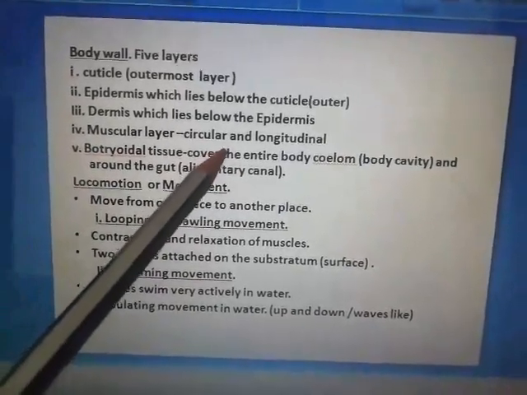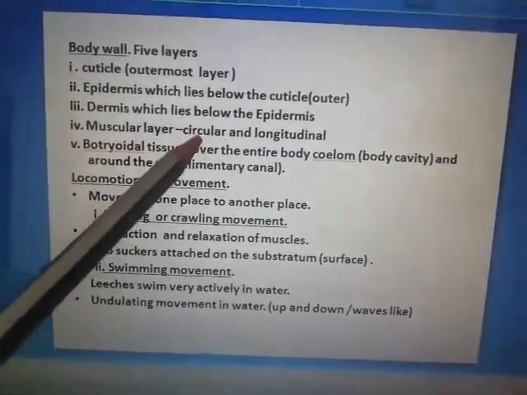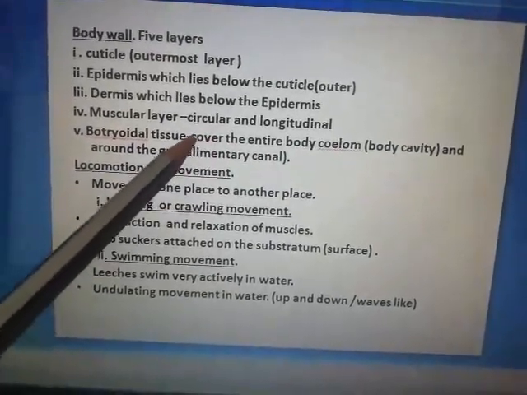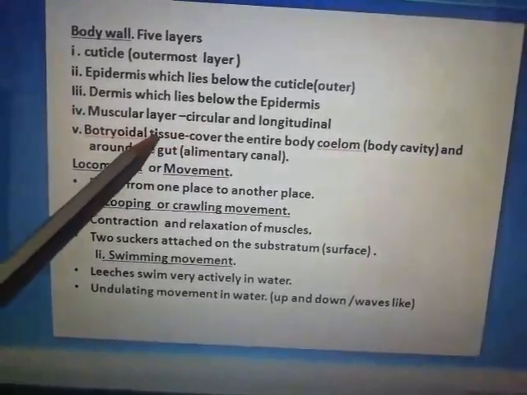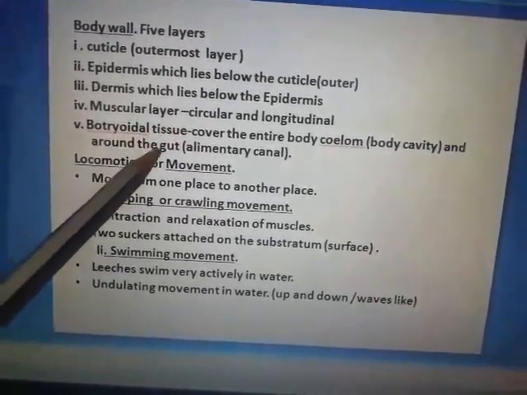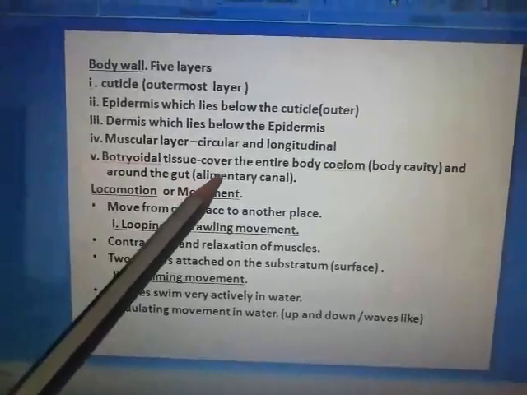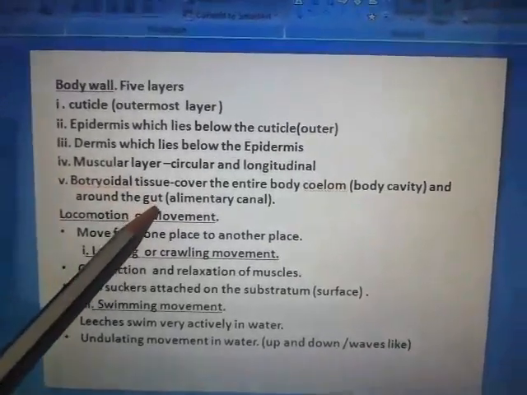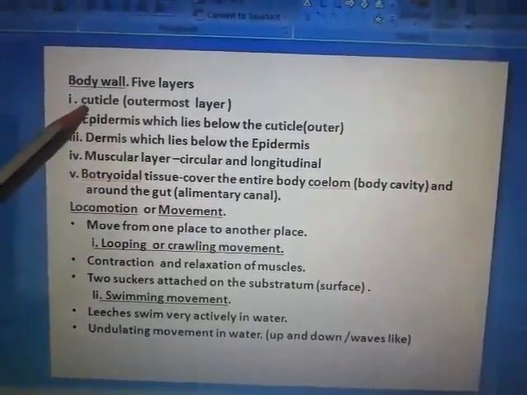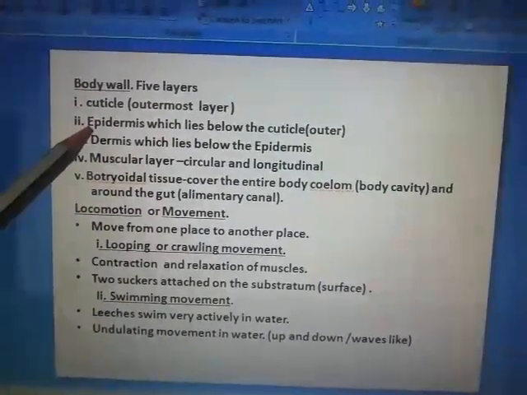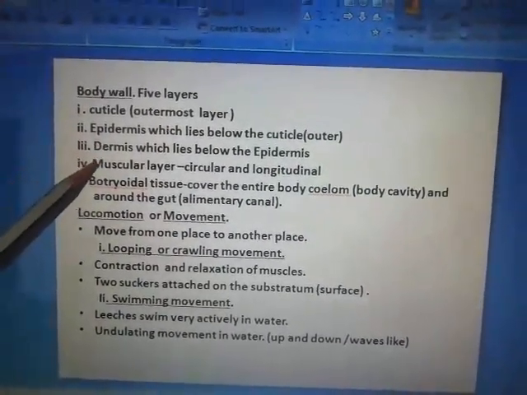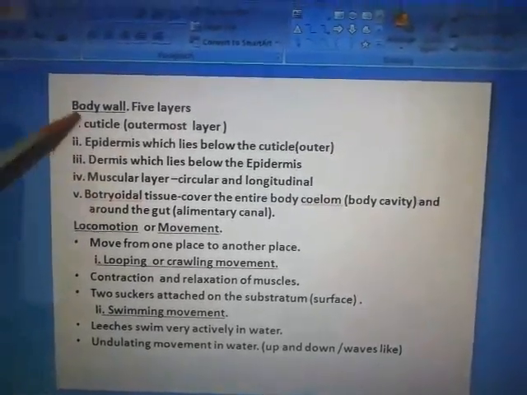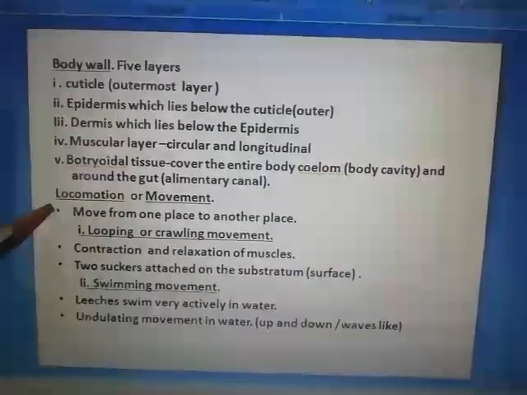leech, that is the body cavity. Inside the leech body there is a coelom, the body cavity. That body cavity is covered by botryoidal tissues, and botryoidal tissues are also present around the gut, the alimentary canal. So there are 5 layers. First one is cuticle, second one is epidermis, third one is dermis, fourth one is muscular layer, last one is botryoidal tissues.